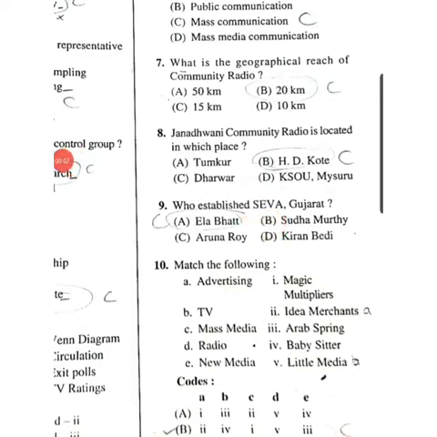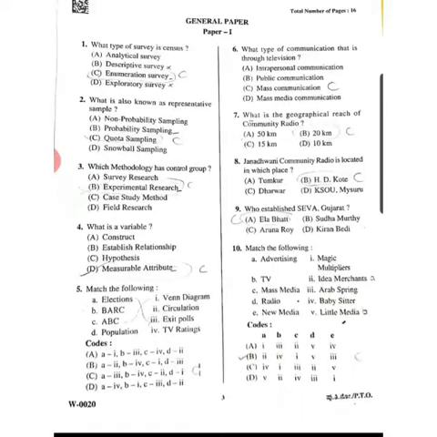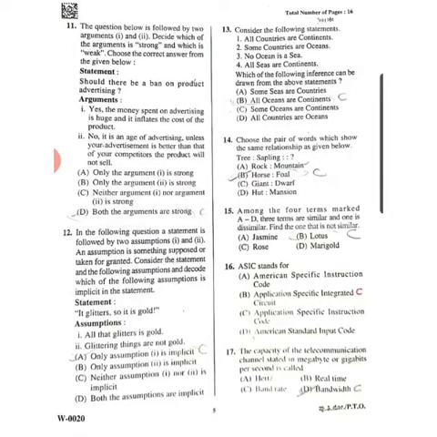So now the 10th one is match the following. Advertising is idea merchants. So A1 is 2. So you can just see where A is represented as 2 and mark it as the correct answer. That is answer B. Coming to the next section, the question below is followed by two arguments, 1 and 2.